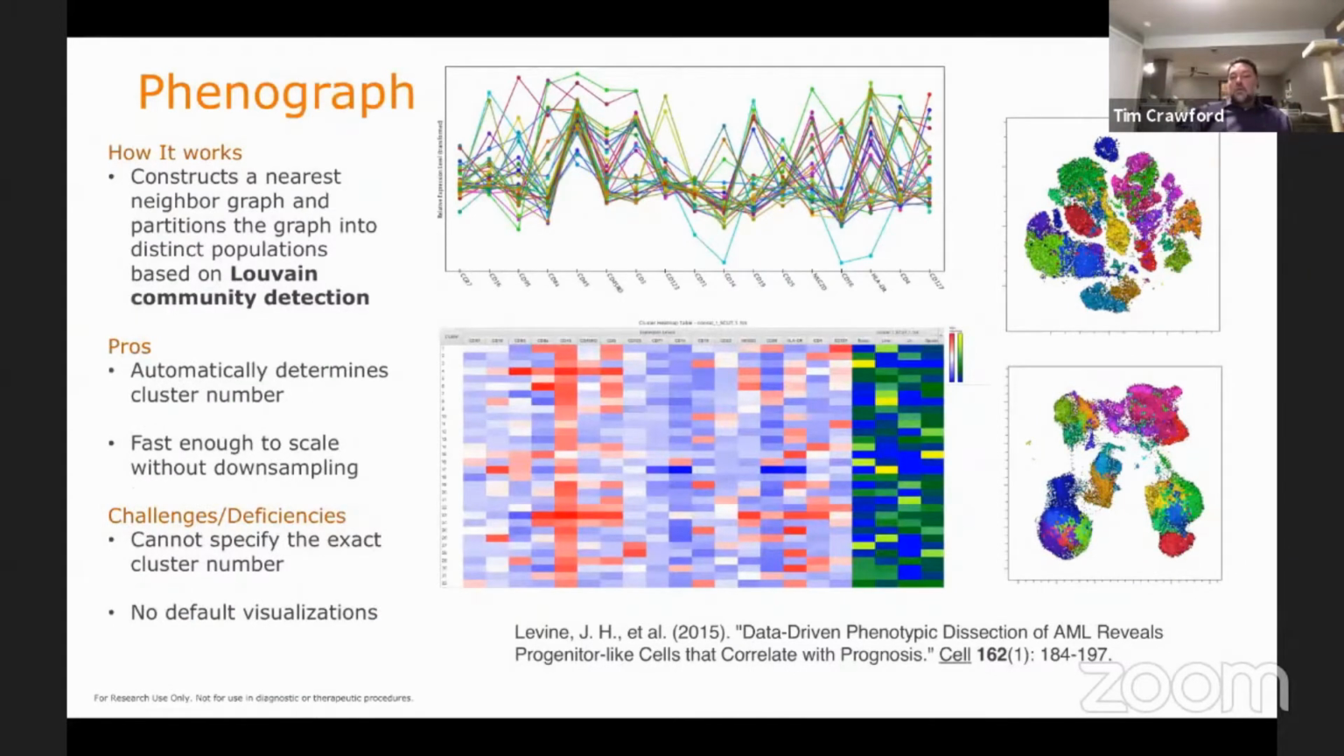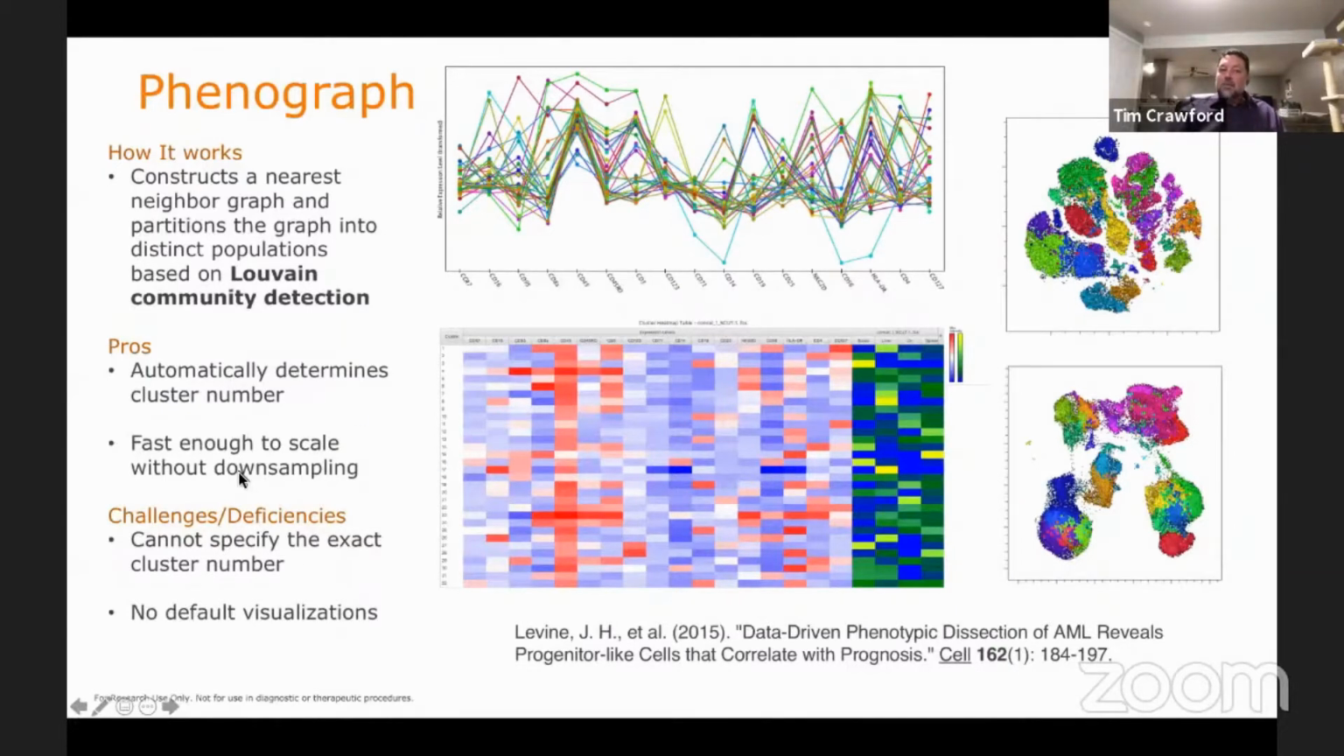And Phenograph has gained some notoriety in how it's used in single-cell multi-omics or single-cell RNA sequencing data. It constructs a nearest neighbor graph and then creates communities using Louvain community detection. And it overclusters, has a tendency to give you more populations and subsets within lineages than FlowSOM or some of the other methods. One of the good things is that you don't need to know the complexity. You don't have to say how many clusters come out. It automatically determines the number of clusters.